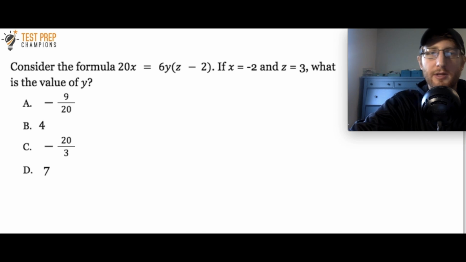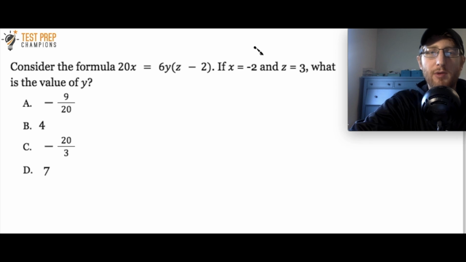Consider the formula 20x equals 6y(z minus 2). If x equals negative 2 and z equals 3, what is the value of y? Is the answer A, negative 9 over 20, B, 4, C, negative 20 over 3, or is the answer D, 7? So now's your chance. If you'd like to pause the video, try to figure this out, and whenever you're ready, we'll go over the answer.